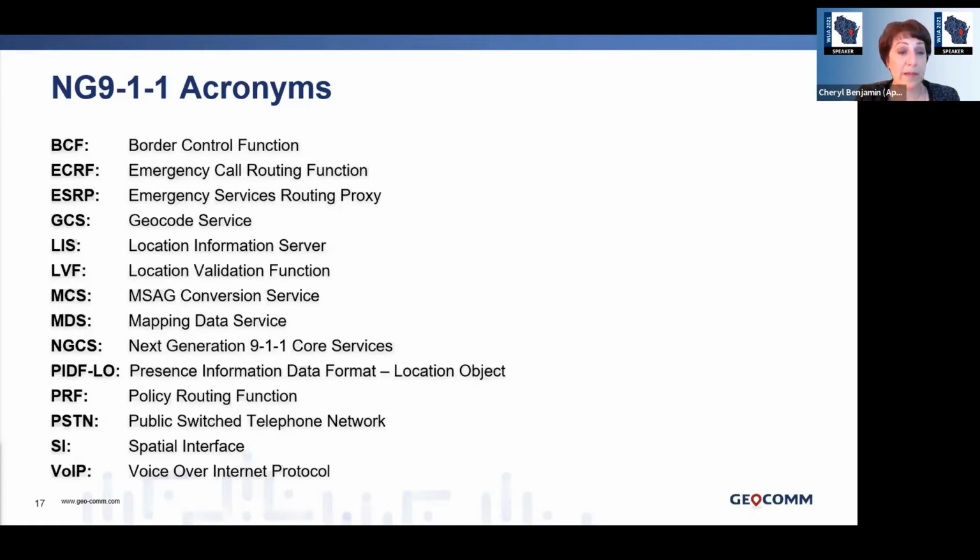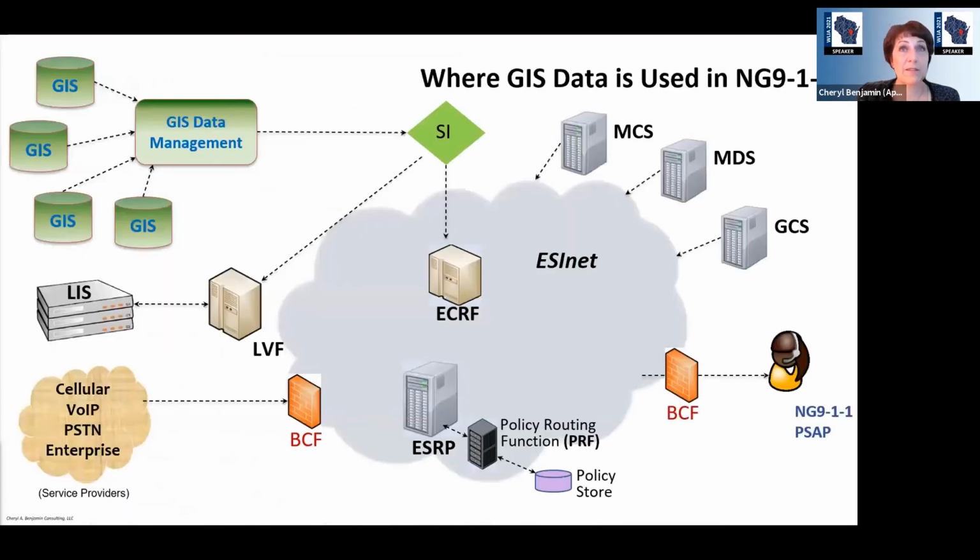Okay, so let's dig in. Let's first talk about where GIS data is used in NextGen 911. This is, first of all, a very, very simplified graphic. If you've been to any of the NENA conferences or any of the webinars that they've done, some of their technical folks have graphics that have two or three times the amount of icons and arrows and all kinds of things pointing on them. But I boiled this down to something a little bit more simple so that we can really focus on where GIS data is used.